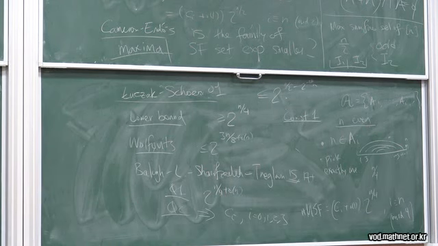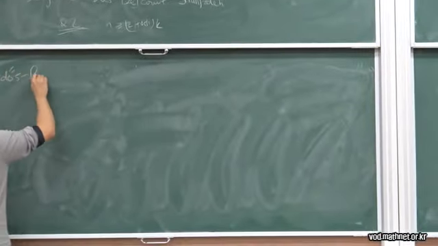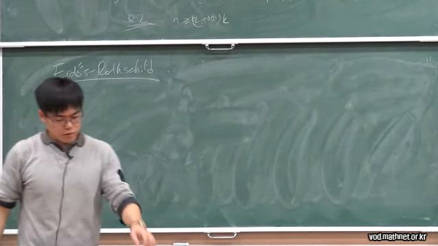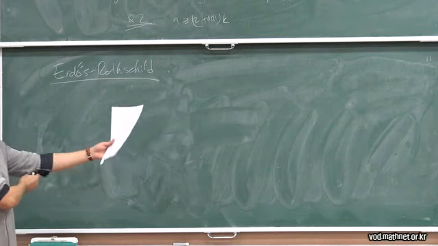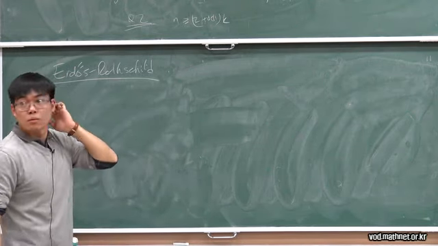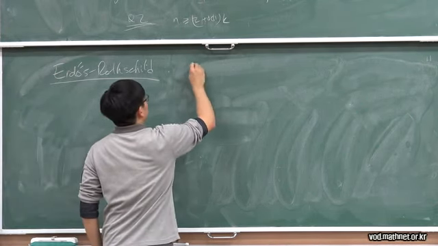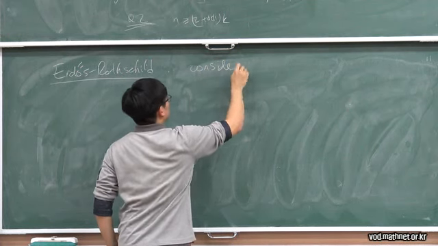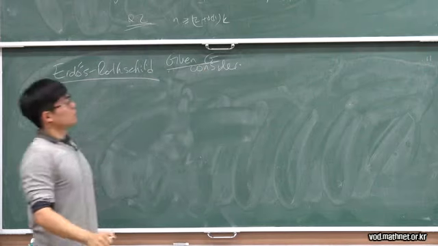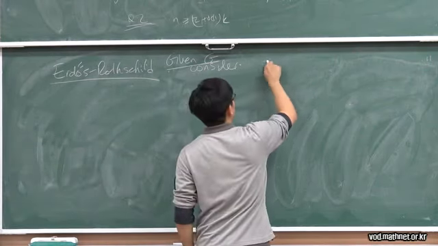The other counting problem today is the so-called Erdős–Rothschild problem. What is it? For a graph G, we will consider edge colorings. Let's start with 2-edge-colorings, with 2 colors.